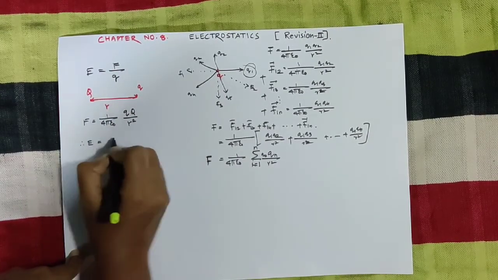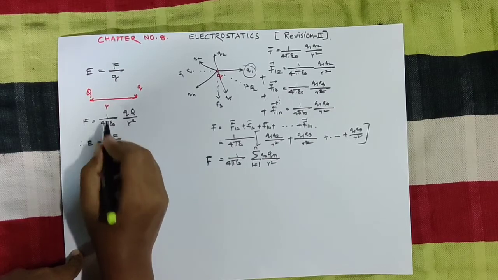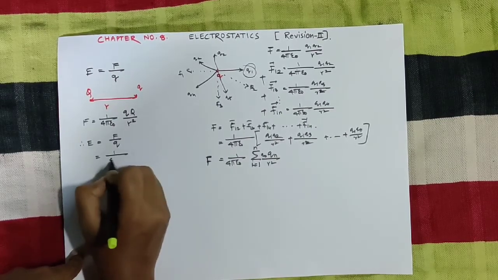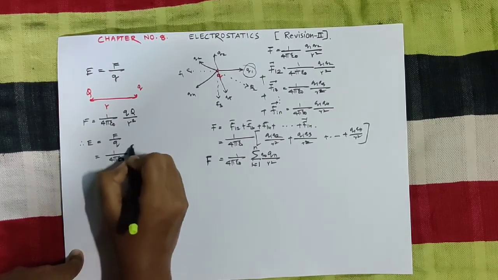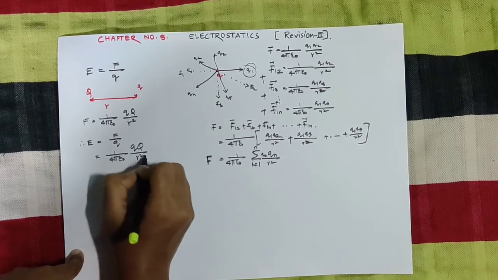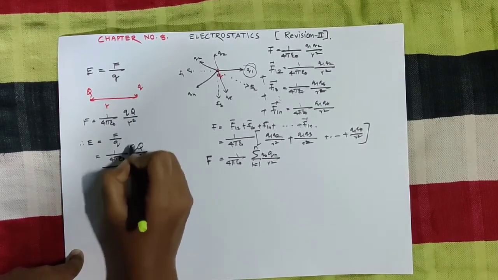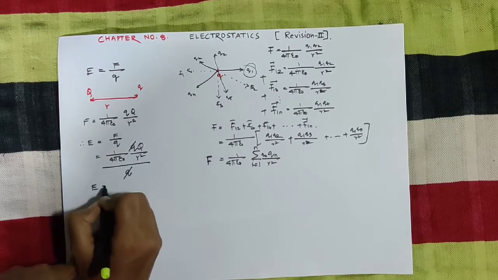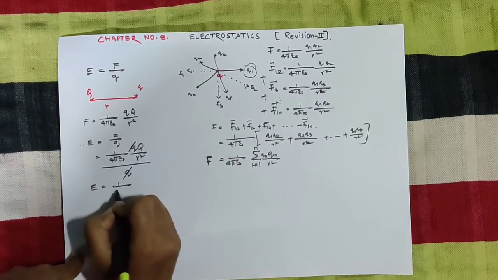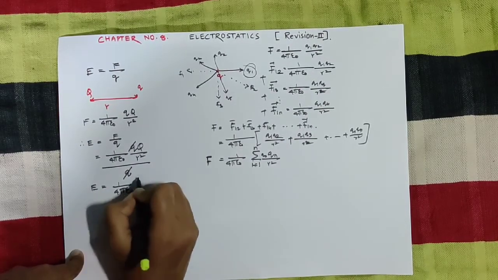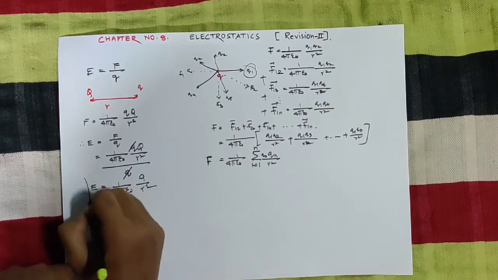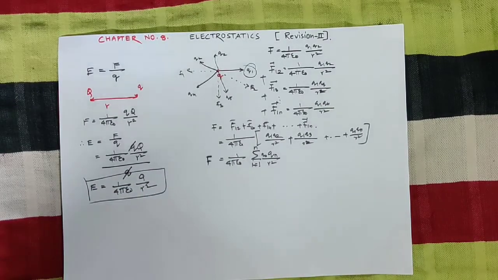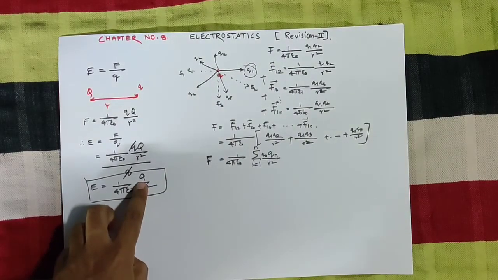Therefore E is equal to F upon q. Using this force, we can write 1 upon 4 pi epsilon naught, Q q upon r square, divided by q. So this q and this q get cancelled. The final answer is E is equal to 1 upon 4 pi epsilon naught Q upon r square. This is called the electric field intensity due to a charge capital Q.